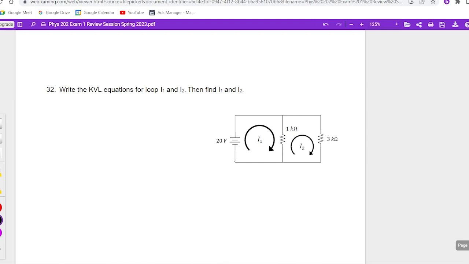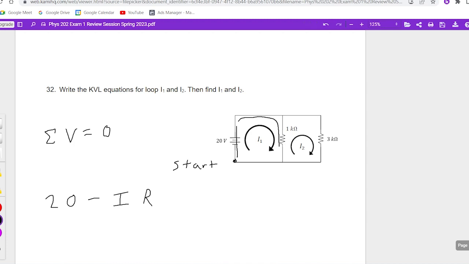Again, with KVL, I choose a starting point. I'm going to choose right there as my starting point because I like to choose right next to the battery. And so now I'm going to say, again, the summation of all the voltages is equal to 0. The first thing I come across is my battery. Batteries are always positive, so I say 20 for the battery. The next thing I come across is this resistor right here. And since you subtract resistors, I'm subtracting IR.